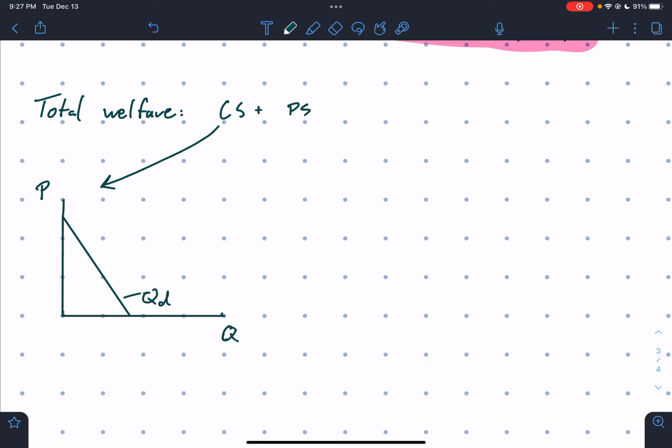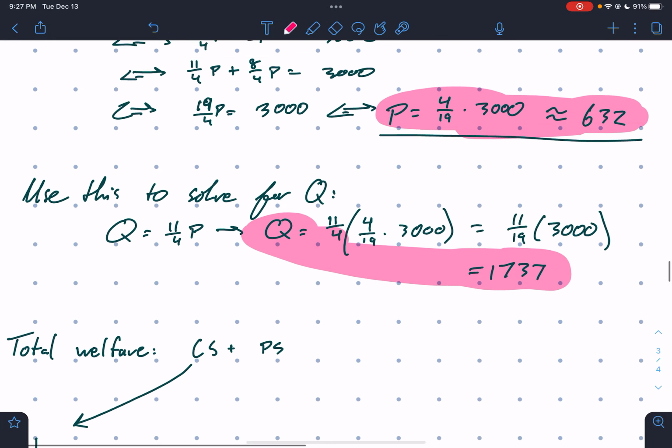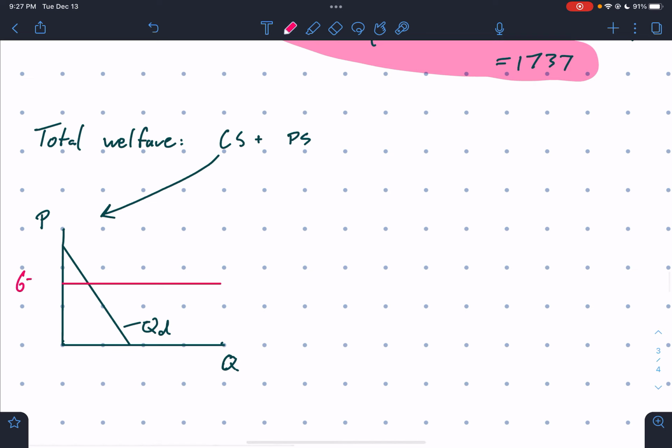As a function of P. And we're going to say the price is here. So the price is 632. They have an intercept of, it was 3,000, I believe. This is, more realistically, going to be like down here. So what we want to find is this area right here. This is the consumer surplus.